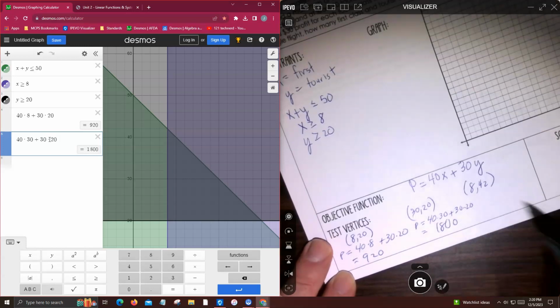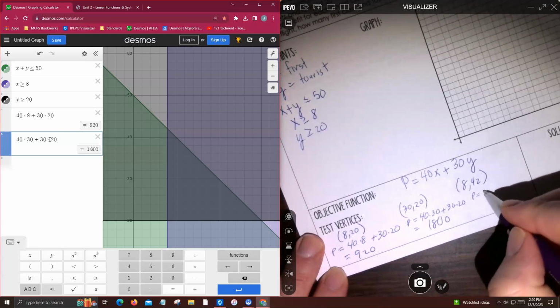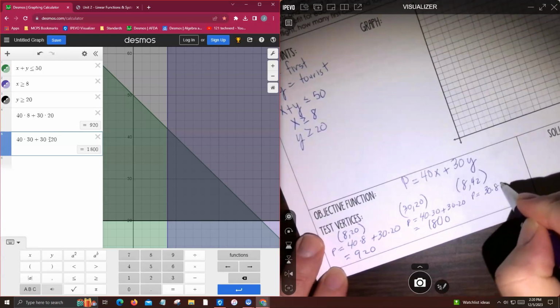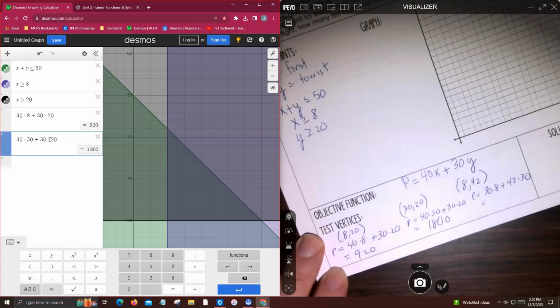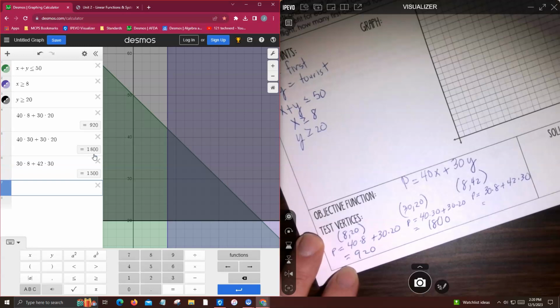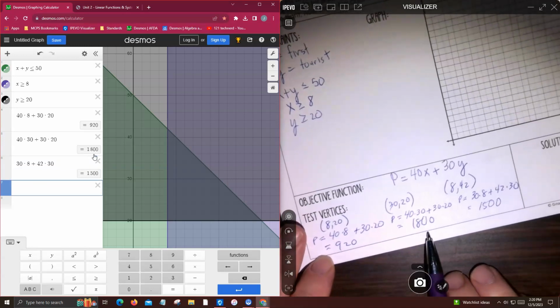Okay, so last one, I'm going to do profit equals 30 times 8 plus 42 times 30. That seems like a lot, so we'll see. I just type in 30 times 8 plus 42 times 30. That's 1500. So surprisingly, this middle one is the best.